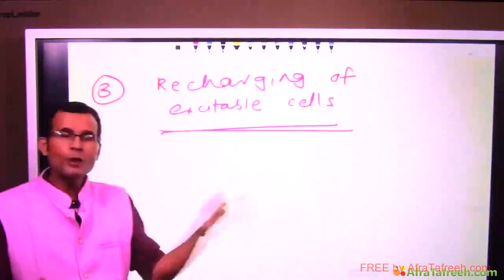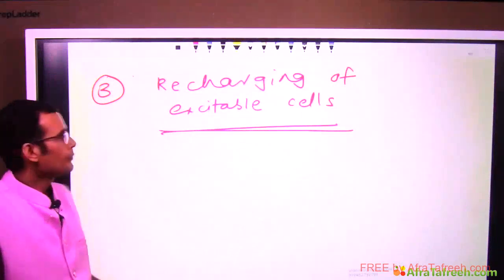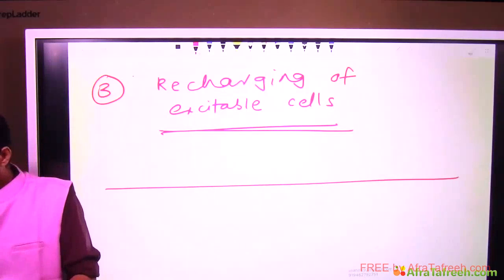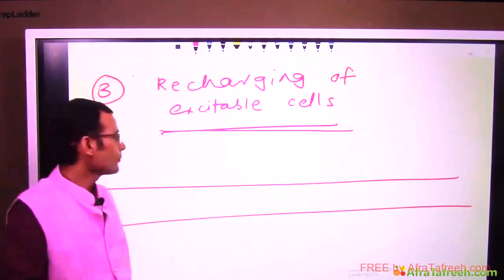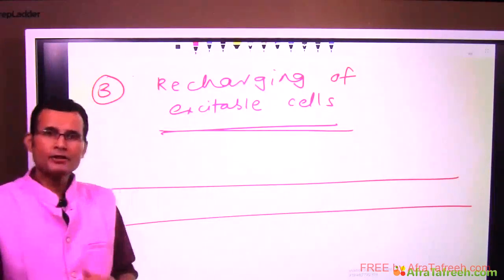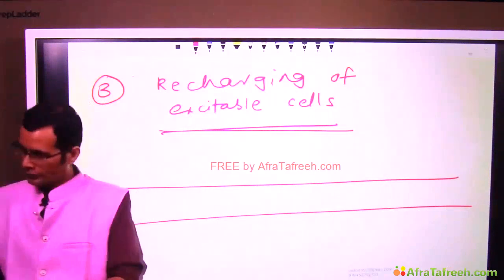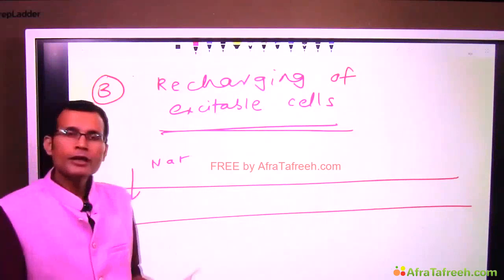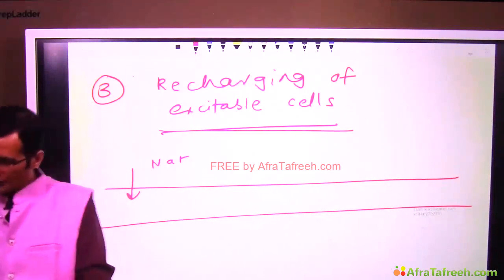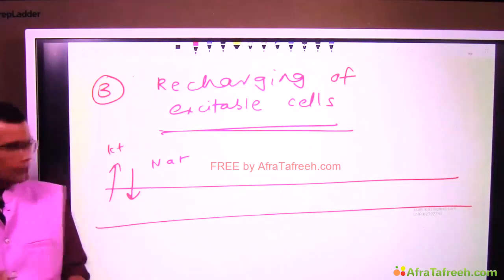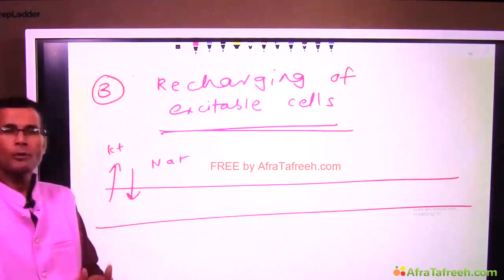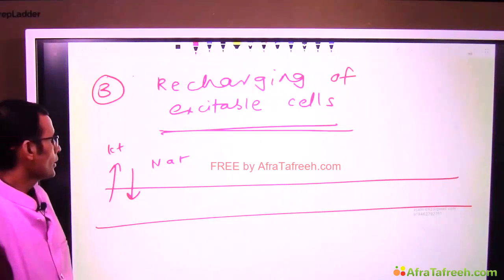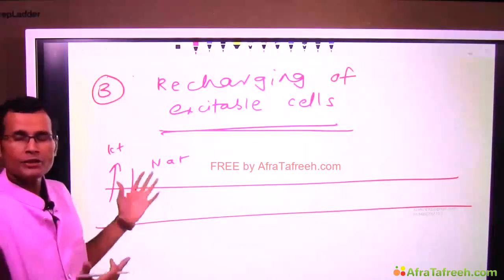Okay, so here is one more counterbalancing effect. Recharging of the excitable cells. Look, excitable cells, let's say a nerve, its membrane excites. Means what? Depolarization. Sodium comes in, and repolarization, potassium goes out. We will talk about it later in the next chapter. But this is what the membrane excitation is.